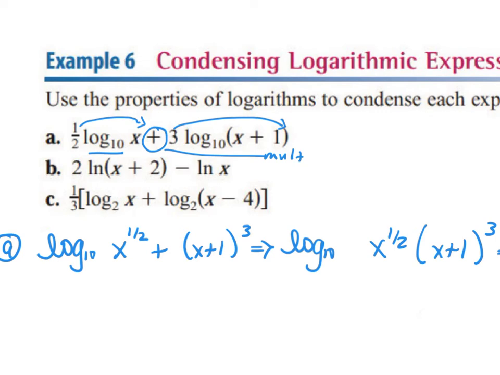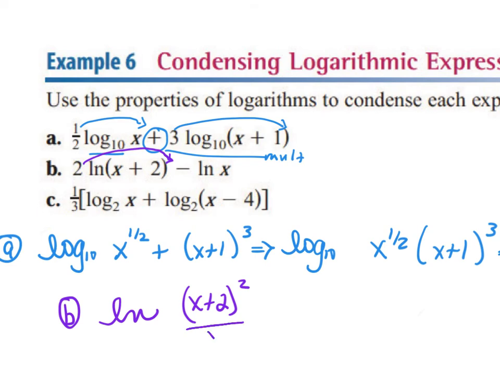All right, look at letter B. B has the natural log. Is it natural log and natural log? Yes. Okay, so the first thing I see is that 2 out in front. That 2 I know is going to go where? Into an exponent. And when I see subtraction, I think it should turn into division. So we can write the natural log one time. And would you guys agree with me that this would be x plus 2 quantity squared over x?